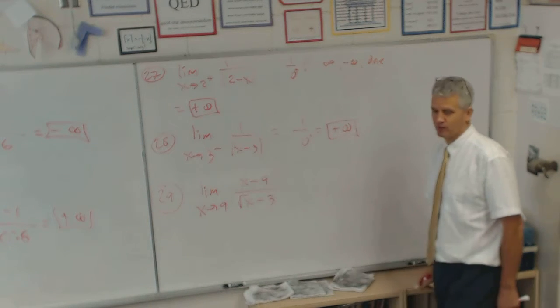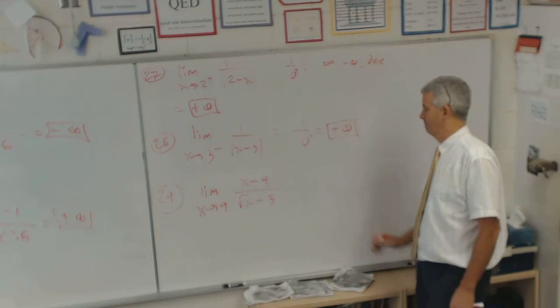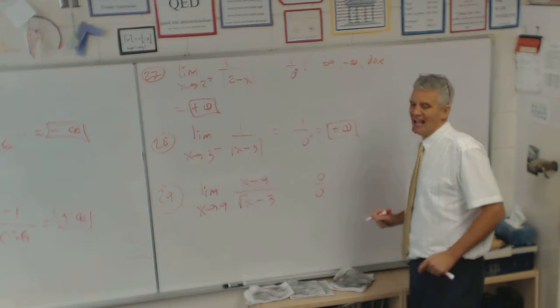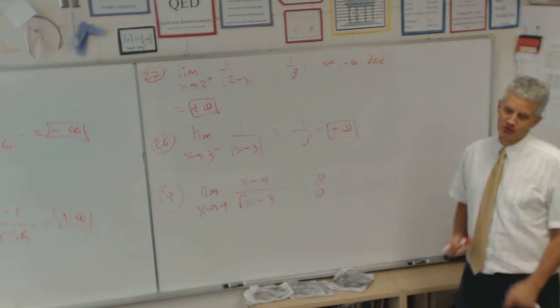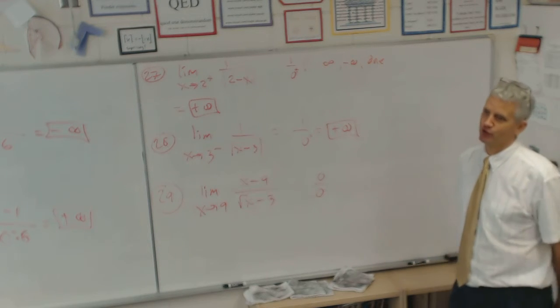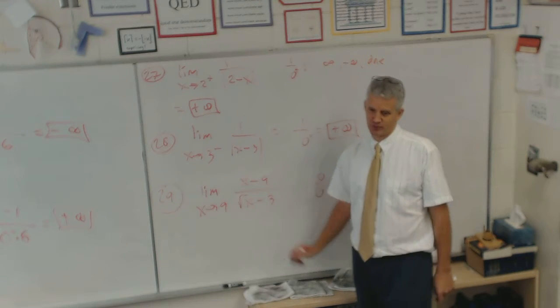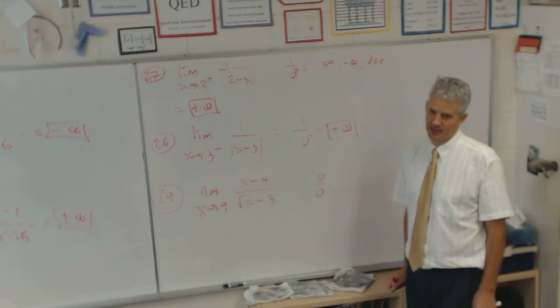And we plug it in, what do we get? 0 over 0. So we have to do some factoring or some algebraic manipulation. We jump back to the first type of problem, but it's a little harder. We have this root x minus 3 here. It's making it harder. Okay?